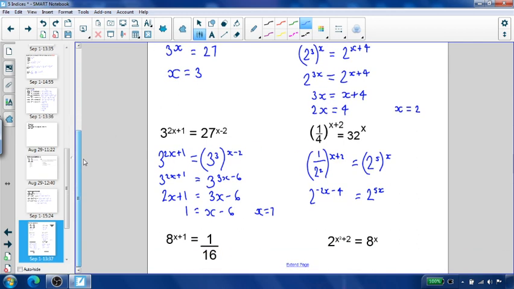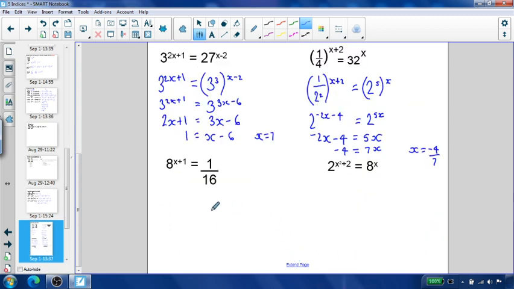Now I can compare the powers. So I've got minus 2x minus 4 is equal to 5x. So I'm going to move this 2x over, so add 2x to both sides. I'm going to be left with minus 4 is equal to 7x. And then dividing both sides by 7, I'm going to have x is equal to minus 4 over 7.